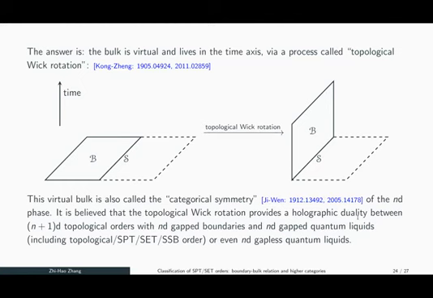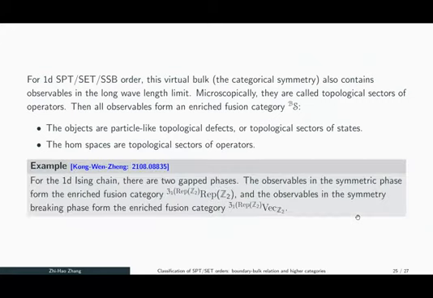Yeah, but this bulk rotates to the time axis, so you still take the trivial center of this enriched category. This center is trivial. Yeah, that's a bulk enhancement. Good. Okay.